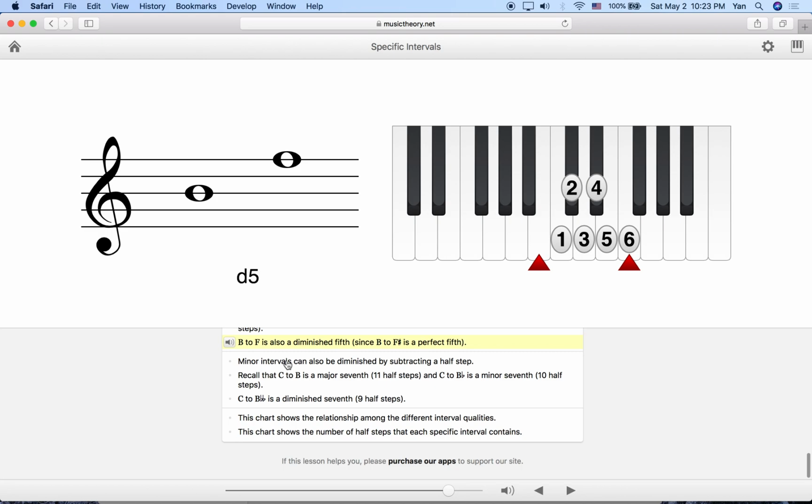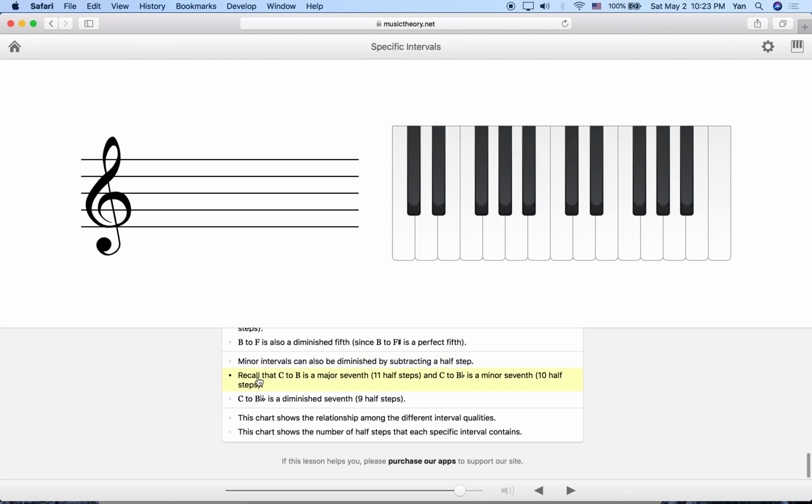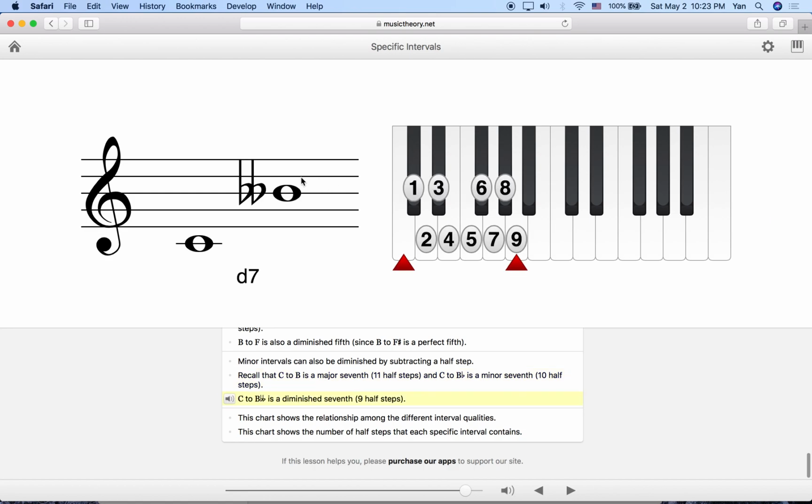So we can do the same thing to minor intervals. If we lower a minor interval by a half step, we end up with a diminished interval. So C to B is a major seventh, right? It had 11 half steps. And C to B flat would be a minor seventh, right? It's 10 half steps. So if we make B double flat, we're lowering that by 2 half steps. We end up with a diminished seventh, or 9 half steps. Okay, so let's listen to that.